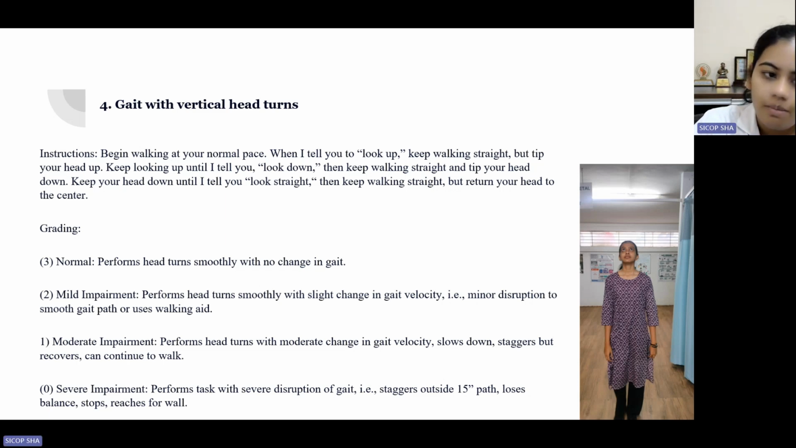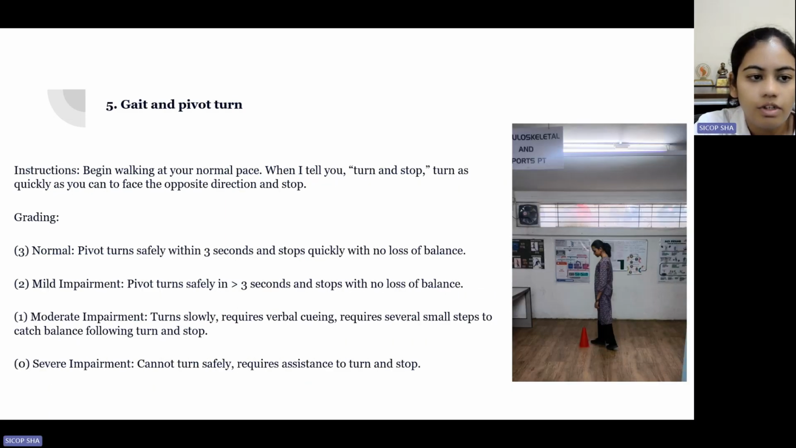One is moderate impairment, in which the individual is able to perform head turn with moderate change in gait velocity, slows down, staggers, but recovers and can continue to walk. While zero is severe impairment, in which the individual performs the task with severe disruption of gait, staggers outside the 15 feet path, loses balance and looks for support.